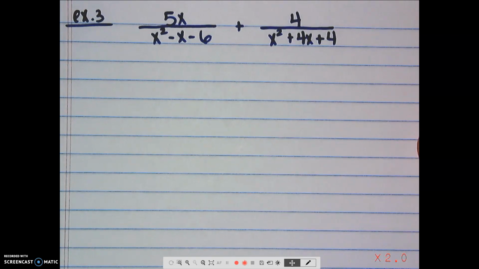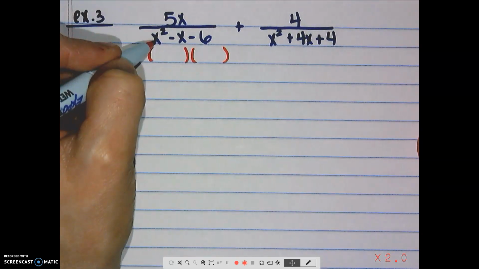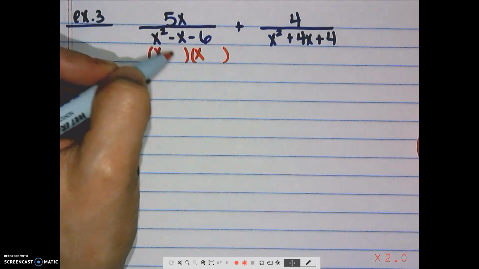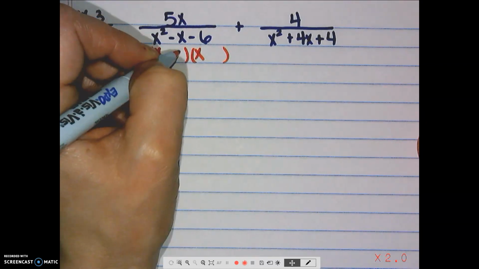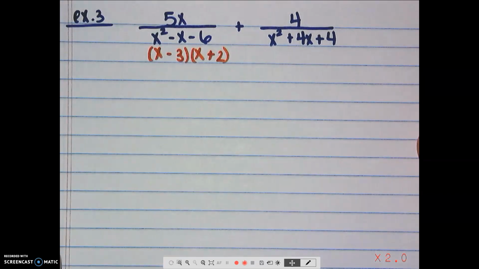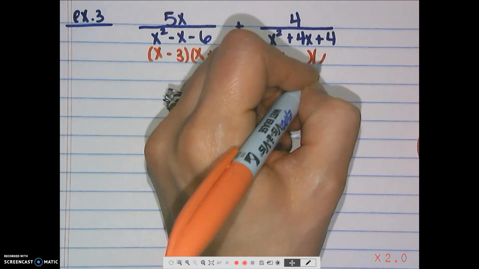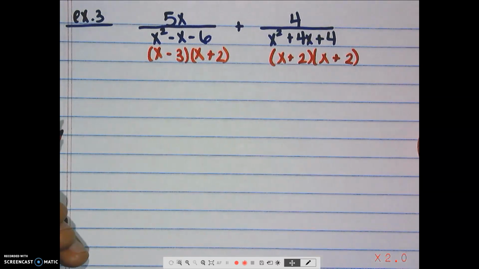We have 5x divided by x squared minus x minus 6 plus 4 divided by x squared plus 4x plus 4. We're adding, so we're going to factor the denominators. Here we need x and x, and then we need two numbers that multiply to give us negative 6 and add to give us a negative 1. So that would be a negative 3 and a positive 2. And then x squared plus 4x plus 4. We know we need x and x, and two numbers that multiply to give us 4 and add to give us 4 would be a positive 2 and a positive 2.